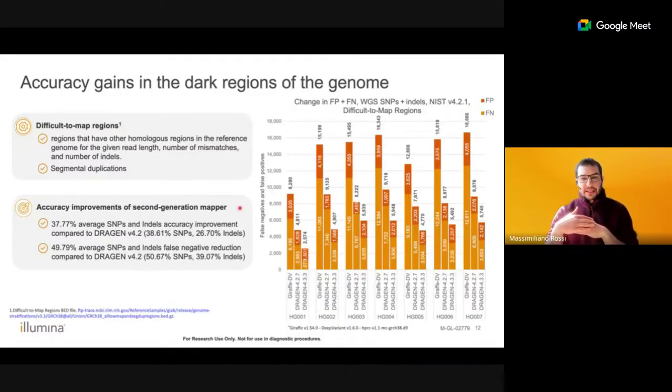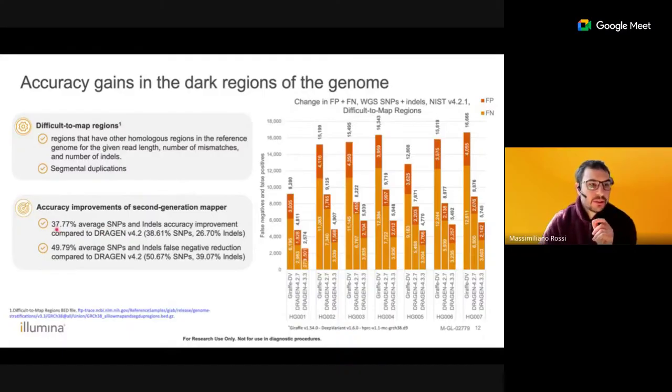So what happens is the aligner makes it easier for the variant caller to make the correct call because it's more confident on placing the read correctly. When we look at the whole Genome in a Bottle data set, on HG1 through 7, and we focus on these difficult to map regions of the genome, the impact of the second generation mapper is higher than on the other regions.